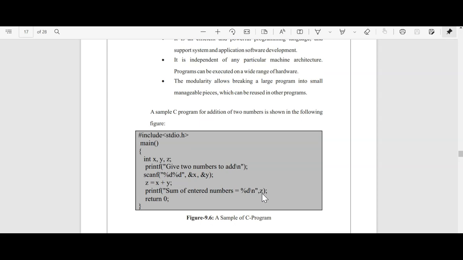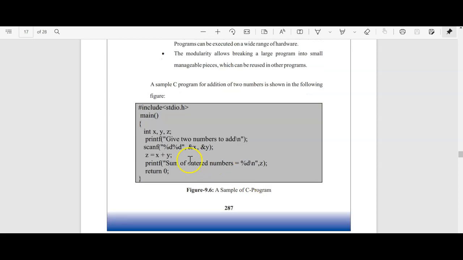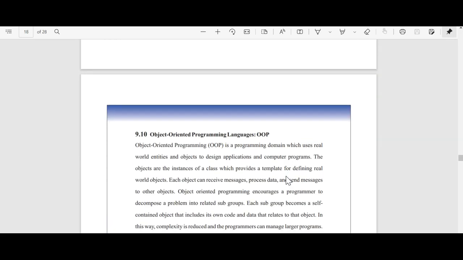This is a sample C program which is adding two numbers. It is a few lines of code, but you can understand it: it prints a prompt, asks you to give two numbers, and takes the input. Whatever two numbers you give, it is just acting like a calculator. It adds the two numbers and gives you the result: the sum of the numbers is this.